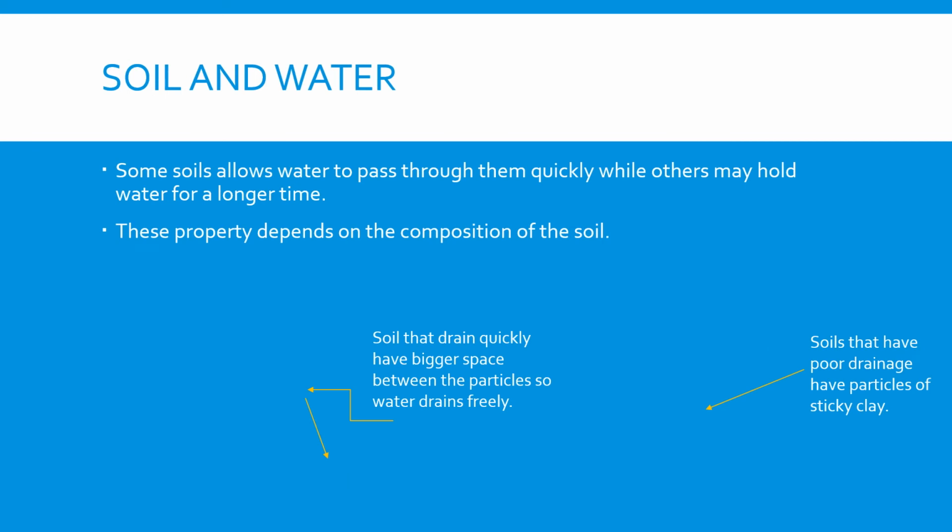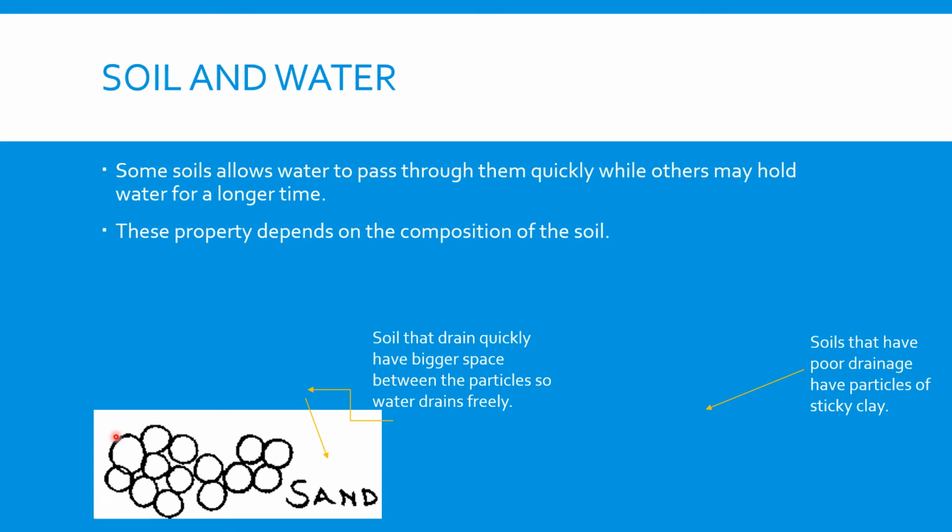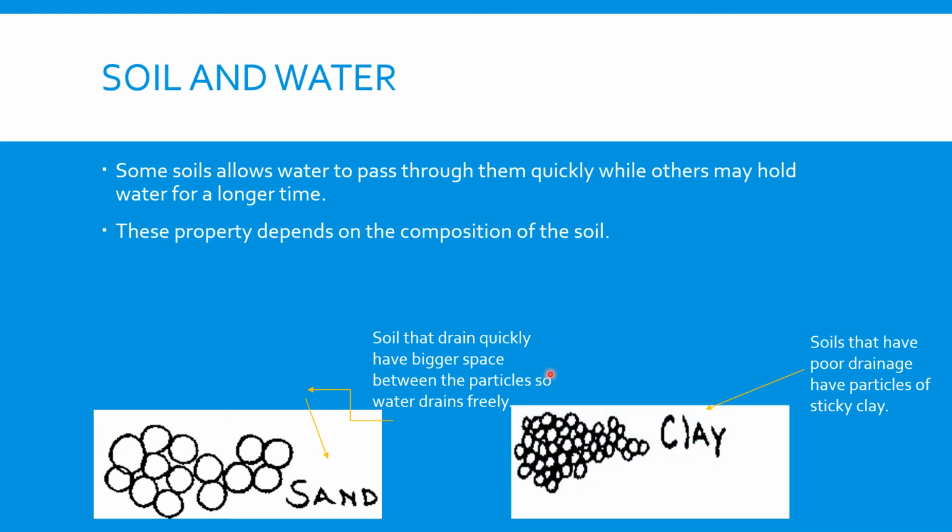Some soils allow water to pass through them quickly, while others may hold water for a longer time. This property depends on the composition of the soil. Sandy soils drain very quickly, but soils containing clay particles hold water for a longer time. Drainage of water is important for the survival of crops.